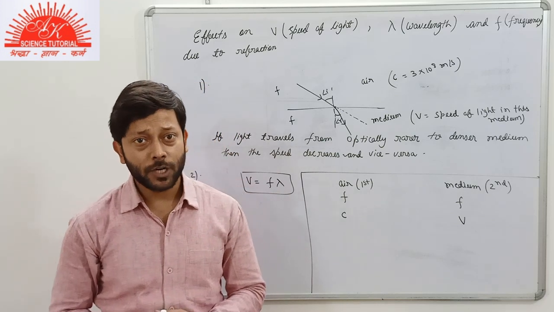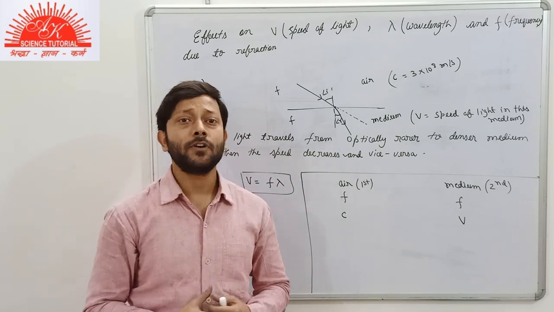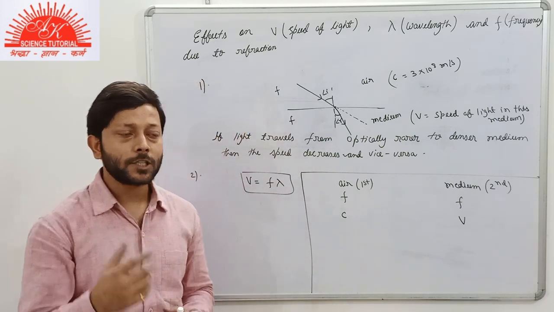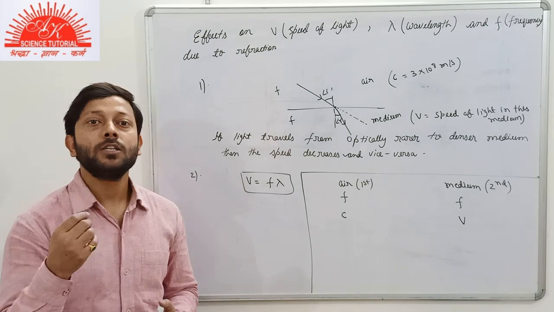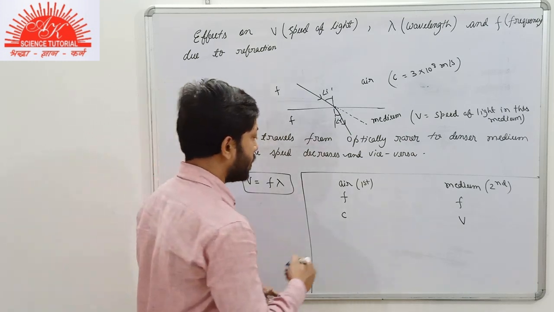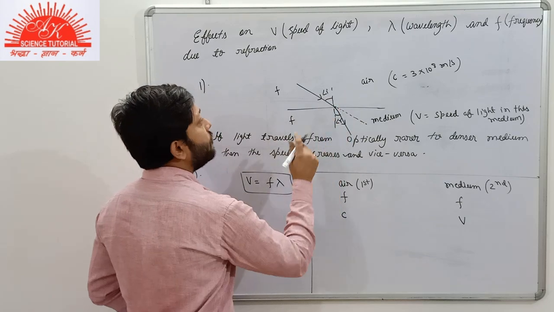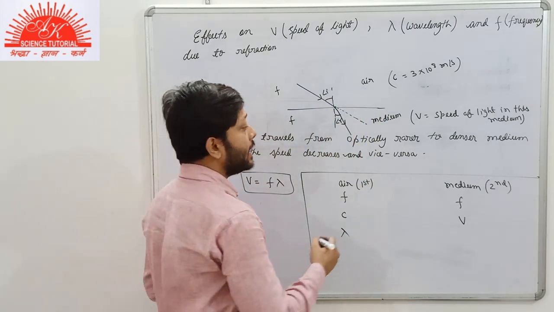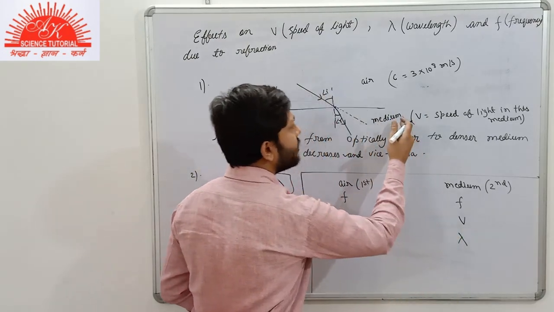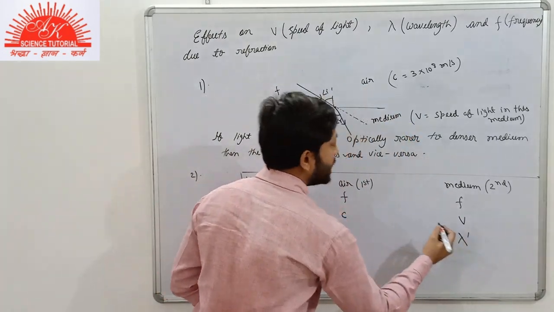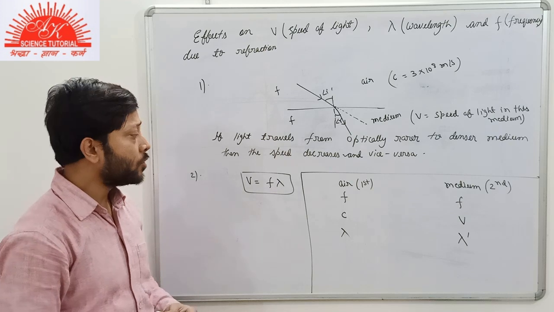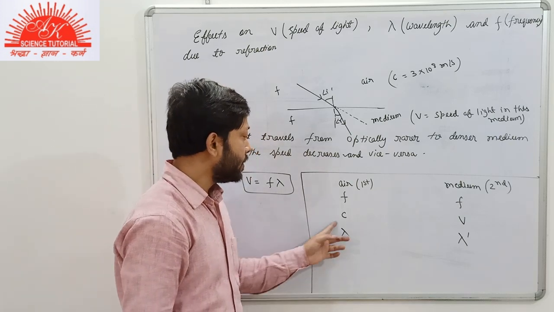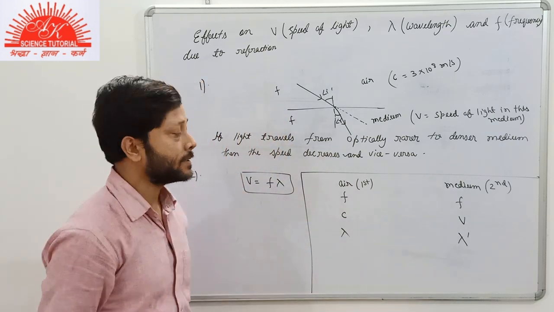All of the components of white light have different wavelengths. We'll talk about it in the next part when we talk about the spectrum. Now, suppose the wavelength of light in air is lambda, and the wavelength of light in the given medium, that is the second medium, is lambda dash. Our motive here is to find the relation between lambda and lambda dash.